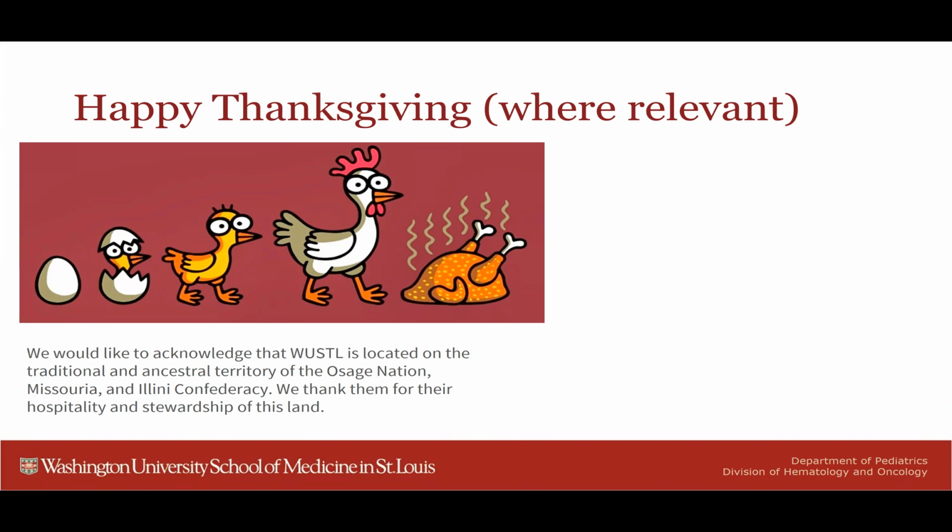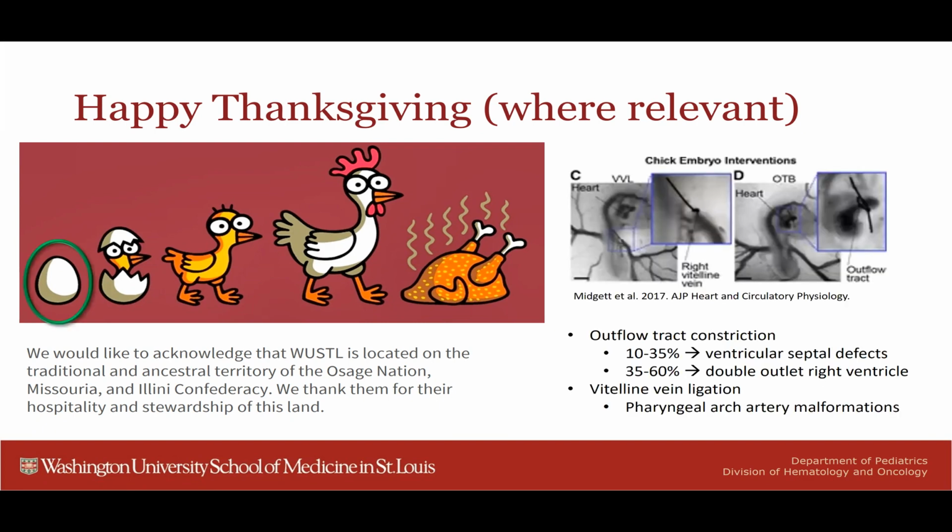Today we're going to talk about a topic of heart development. This is actually a chicken developing from an egg as opposed to a turkey, but we'll just use our imagination. The reason I thought it'd be relevant to show that is we'll be talking about various models of heart development. And one of the major ones is using a chick model.